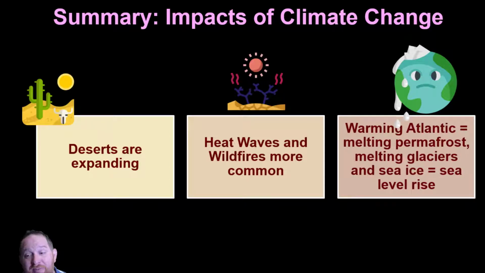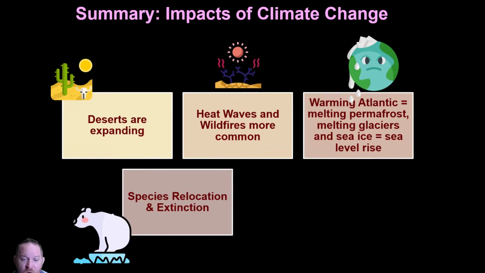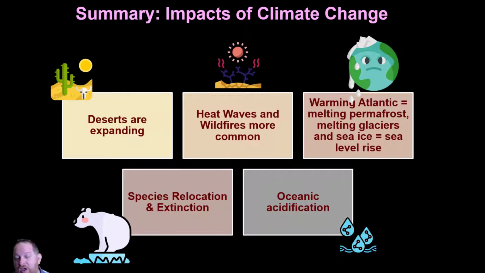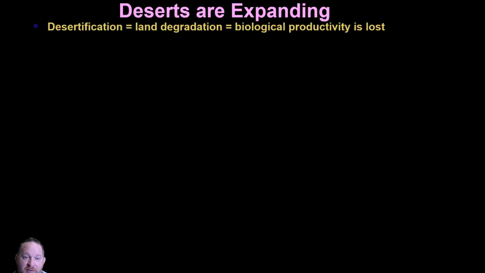We're going to talk about the warming Atlantic and all that permafrost and glaciers that are melting. We're going to talk about species becoming extinct and relocated. And then another big issue is our oceans are becoming more acidic. So what I'm going to do is hit every one of these and give you a little evidence to show you all of these impacts that we're going to see from climate change.